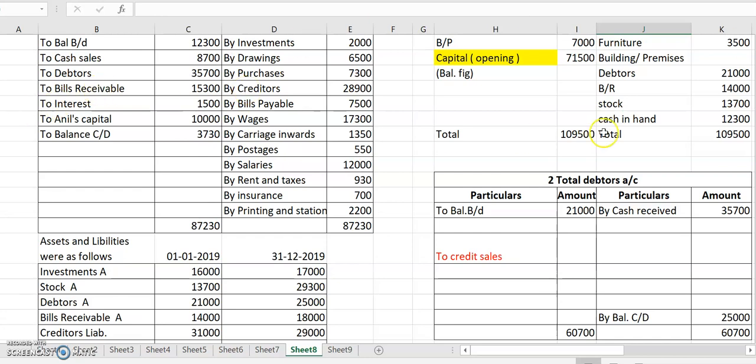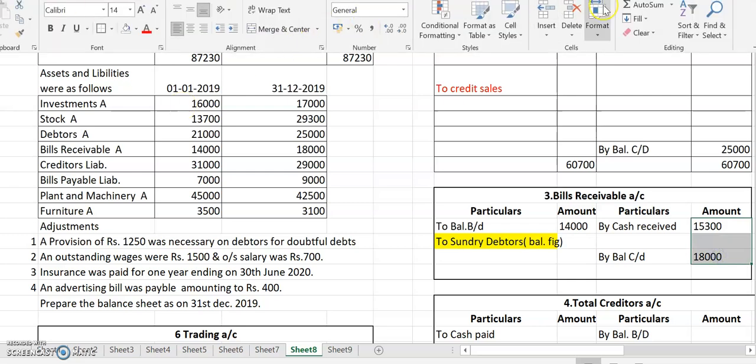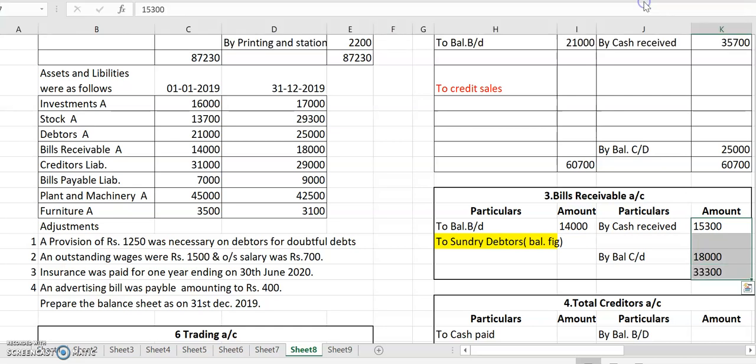Yes, bills receivable, that is 15,300, which is received during the year and recorded as cash received on the bills receivable account credit side. And then find out the balance of your bills receivable which is transferred to the debtors account. So it is 33,300, that is the total for the bills receivable account, less 14,000, which gives you the balancing figure transferred to the debtors account, that is 19,300.